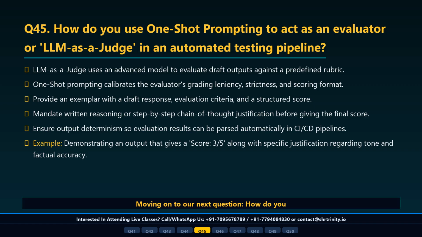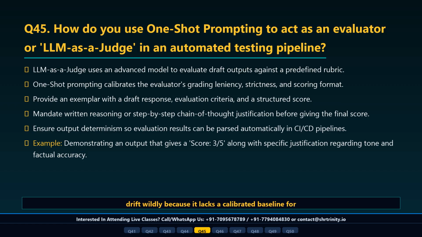Moving on to our next question, how do you use one-shot prompting to act as an evaluator or LLM as a judge in an automated testing pipeline? Using an LLM as a judge is now the industry standard for evaluating complex GenAI applications at scale. However, if you simply tell a model to grade this response from 1 to 5, its scores will drift wildly because it lacks a calibrated baseline for what a 3 or a 5 actually means.